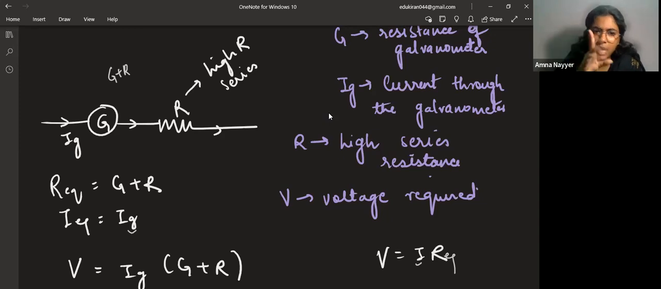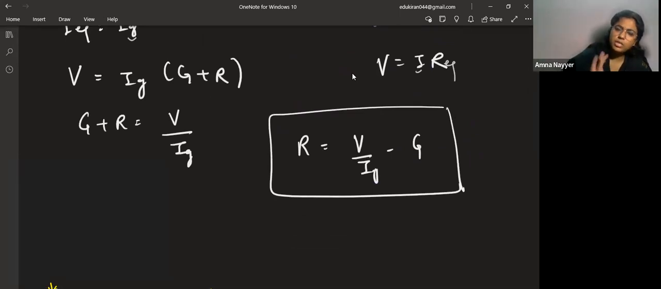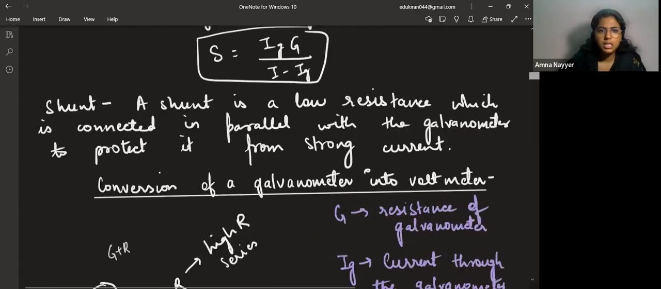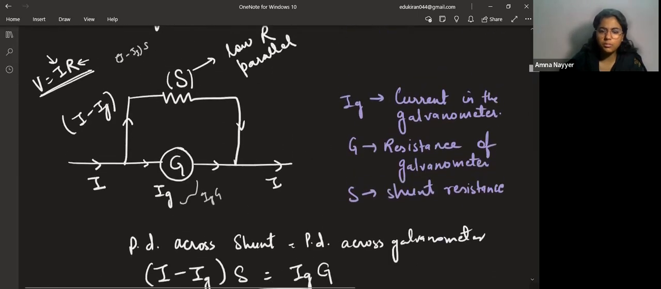R equivalent is R plus G, current is Ig. So V is equal to Ig multiplied by (G plus R). Now from here, if you want to find the value of the resistor, you can directly find it out. That will be V by Ig minus G. That's it. Now we'll see some questions from this topic and torque. Just note down this part, make this circuit diagram, note down these points.